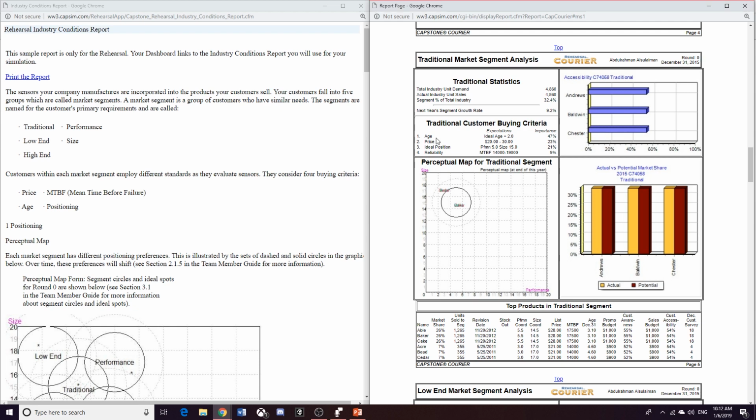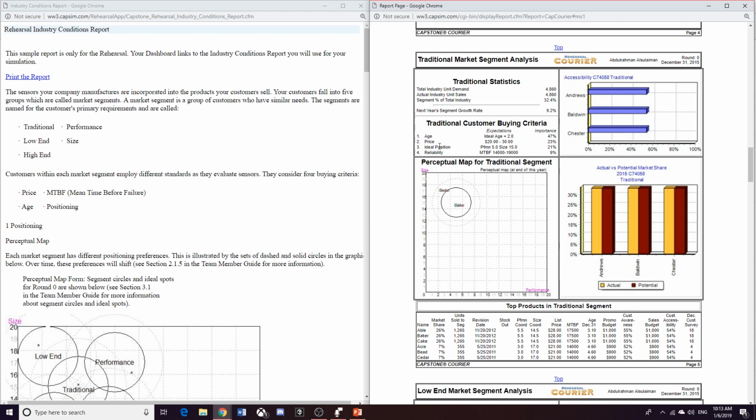And then for price, the customers want a price between 20 and 30. Any product priced less than 20, they don't want it, and any product priced more than 30, they also don't want it. So you need to price your product between 20 and 30. And when price shifts every round, it goes down by 50 cents. So you need to make sure to adjust your price every round.